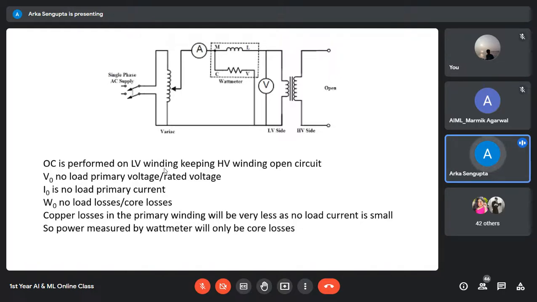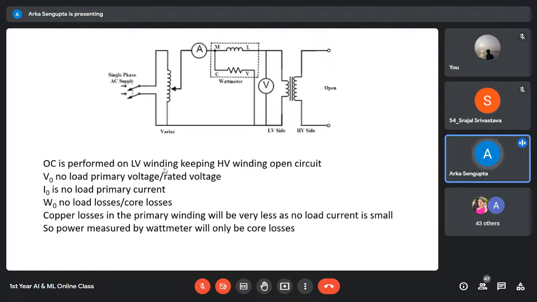Now, there are two types of losses in a transformer. One is core loss, another one is copper loss. How does copper loss happen? Copper loss happens when there is a current flowing in the transformer. Then I square R loss is the copper loss of the transformer. And core loss, how does this happen? This happens inside the core of the transformer, where the flux is constant. I hope you have understood the basic operation of a transformer.